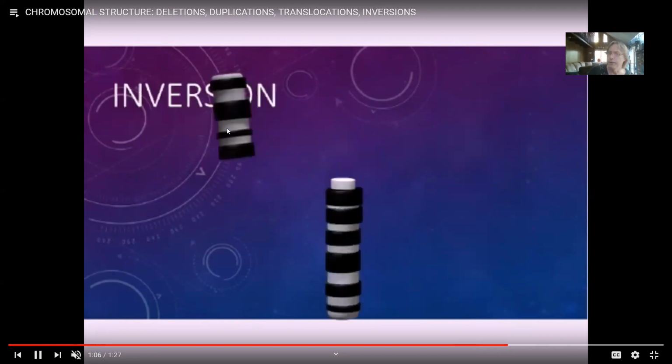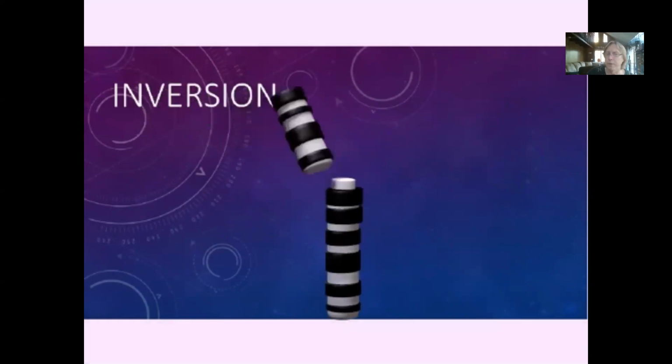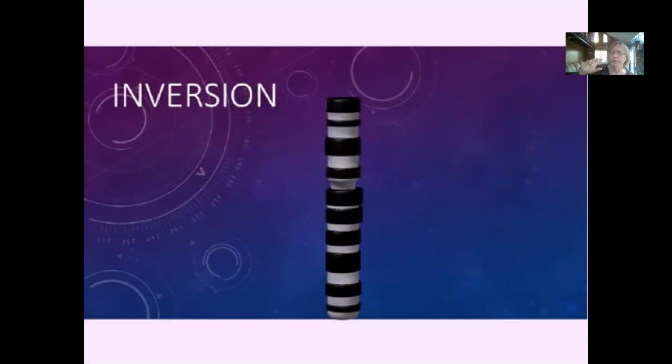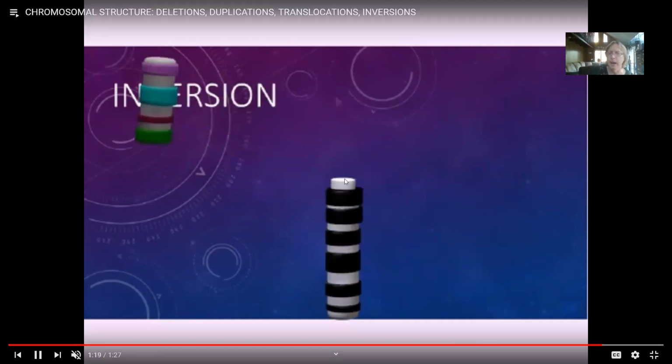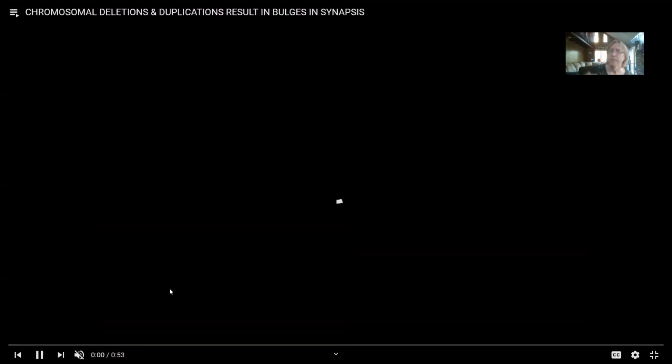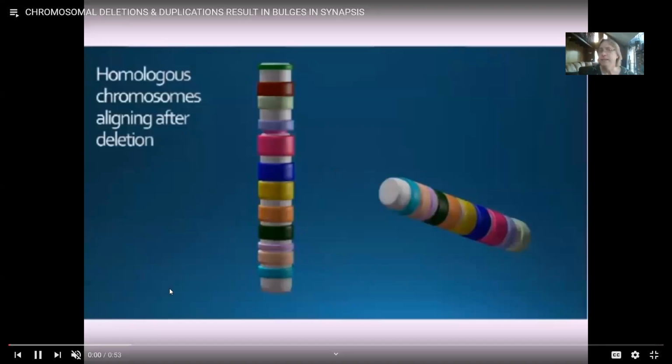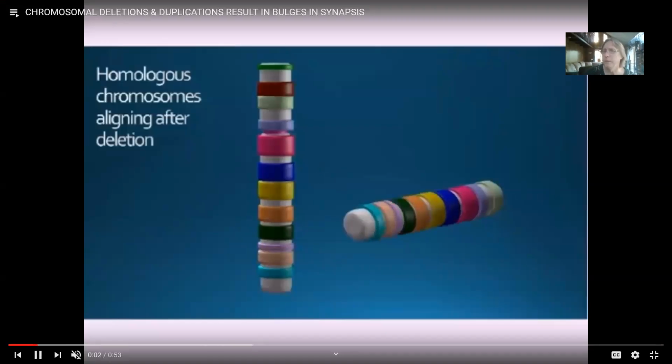In an inversion, the same genes are present, but after the break, the broken portion was inserted upside down. So notice that the green area was near the centromere before, and now we see the pink area is near the centromere. So these occur. You can tell that they occur often by looking at the microscope.